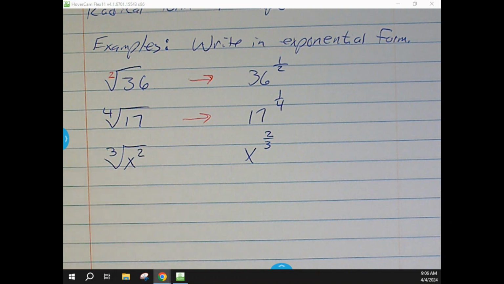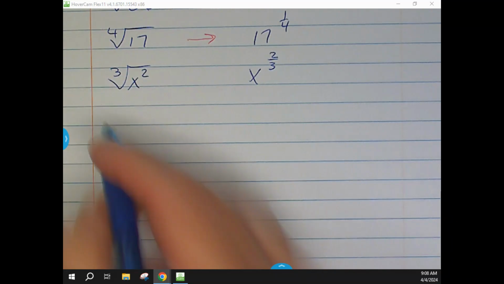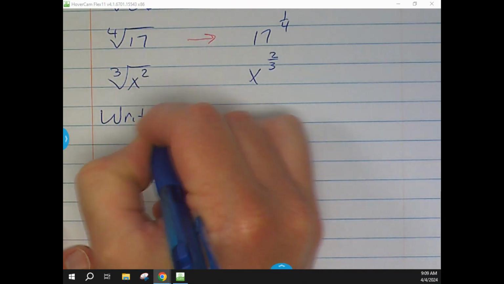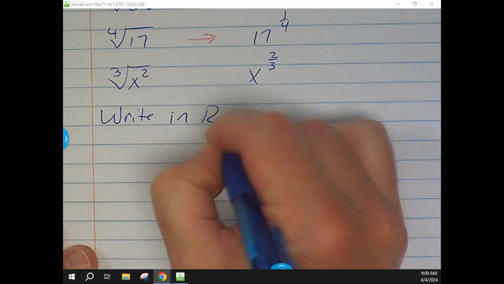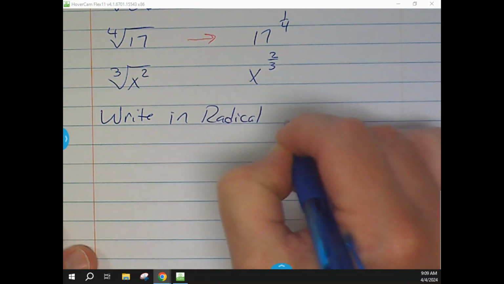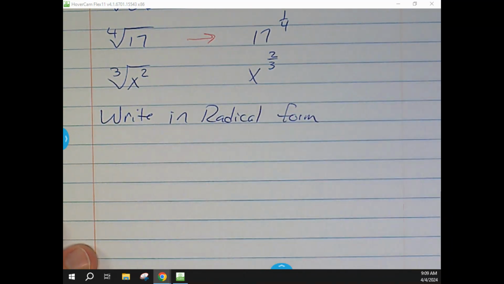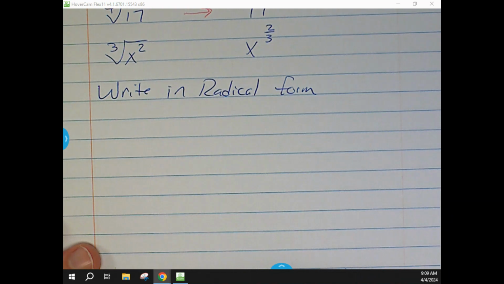All right, now for the second part of this one, this is where we're going to go the opposite way. Now we're going to go from radical form to exponential and back to radical for this thing. This is important stuff right here. All right, so now we're going to go the other direction. We're going to write in radical form. Again, we're not worried about any simplifying just yet. We're just practicing on rewriting these.